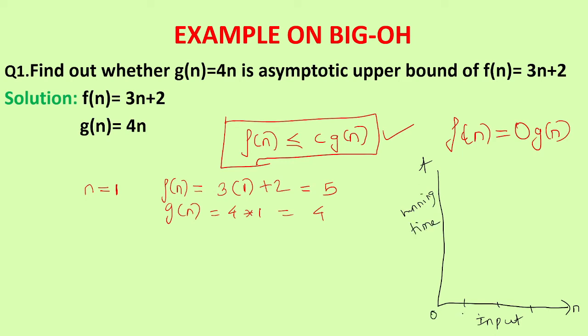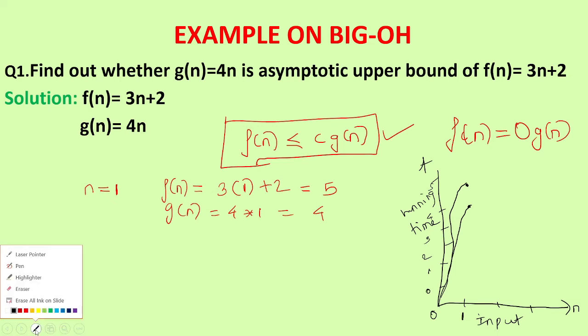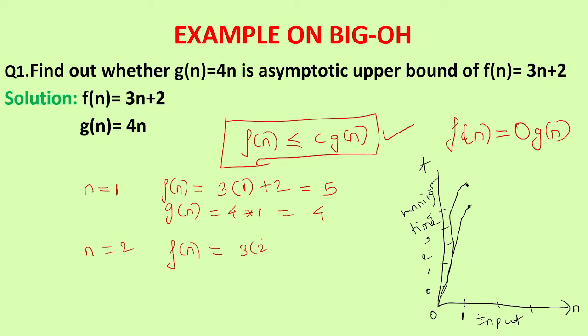So now n is 1. When n is 1, f(n) is 5 and g(n) is 4. So right now f(n) is higher than g(n). We'll try n equal to 2. f(n) is 3 into 2 plus 2, which comes to 8, and g(n) is 4 into 2, which is also 8. Both are 8, so we show this in the graph.